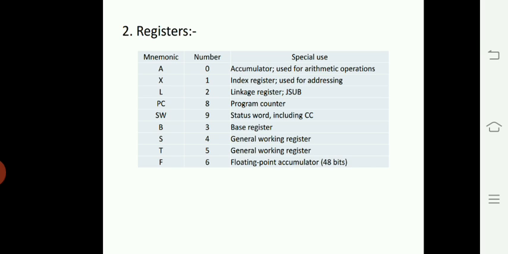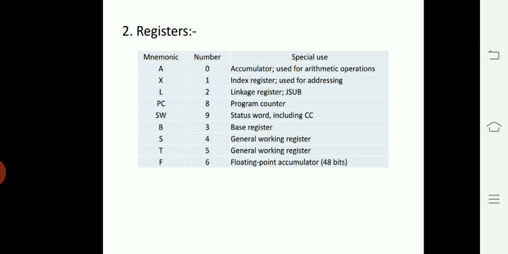The accumulator register is used for arithmetic operations. While performing an arithmetic operation, one of the operands should be present in the accumulator register, and after the computation, the result is stored back in the accumulator register. The second register is the X register, whose number is 1. The X register is called the index register. It is used for addressing purposes.